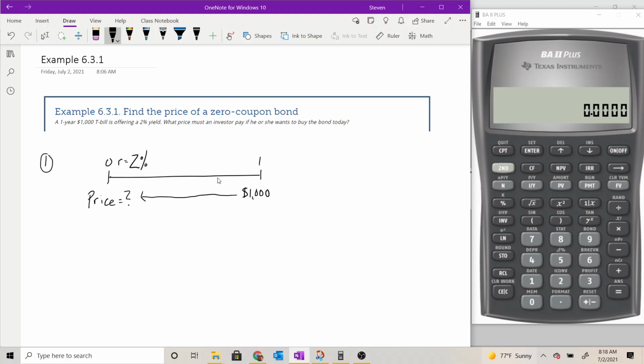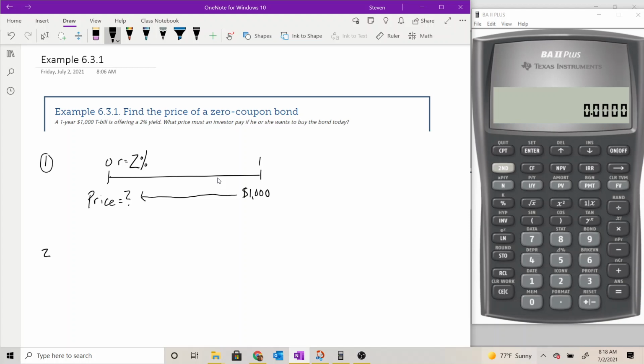And whatever we get there as the present value of that $1,000, that will be the price of the bond, because that's the definition of yield to maturity. It's the discount rate that equates the present value of the promised future cash flows with the current price. So given this information, we can actually find the price of the bond.